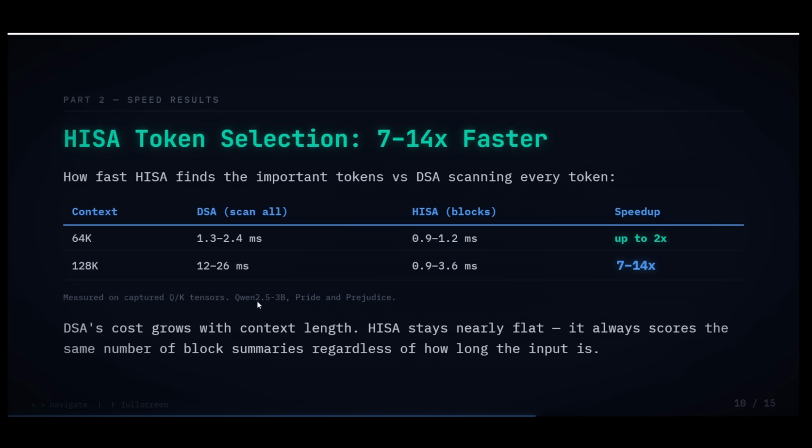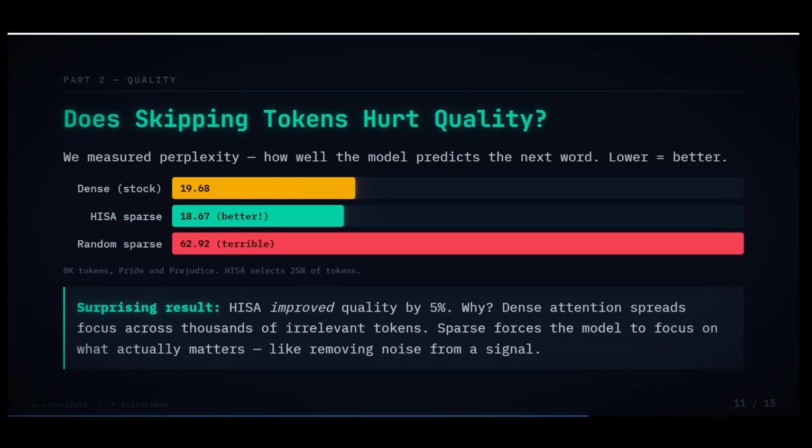DSA's cost grows with context length, but HISA stays nearly flat because it's always scoring the same number of block summaries, regardless of how long the input is. So if you could do an even longer context window, up to 1 million, you would probably see even better speed advantages. So the speed advantage is great, but if the model starts generating garbage, none of it matters.